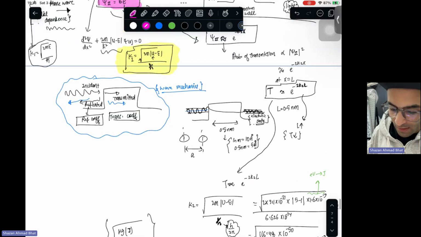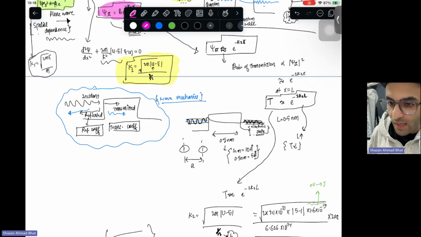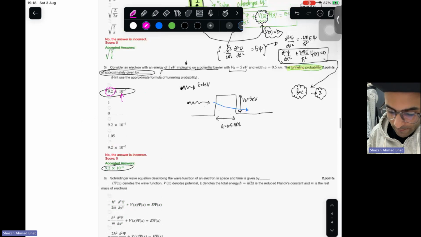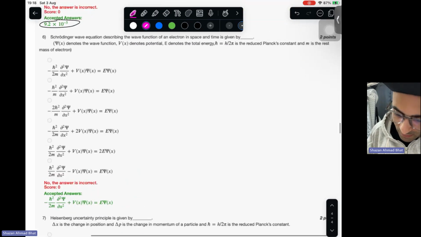Now you will be given anything. An instructor can vary any of the things, maybe a potential, maybe the energy, and you have to compute the tunneling probabilities in these particular cases. Okay. So let's quickly move on to other questions. What we are left with. It's a simple one here.